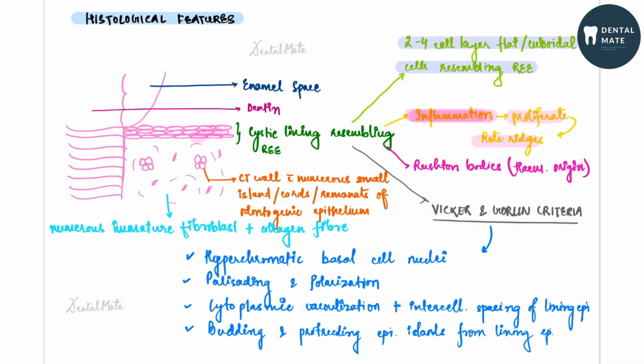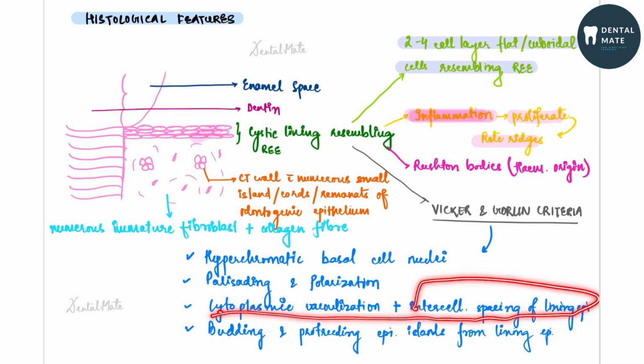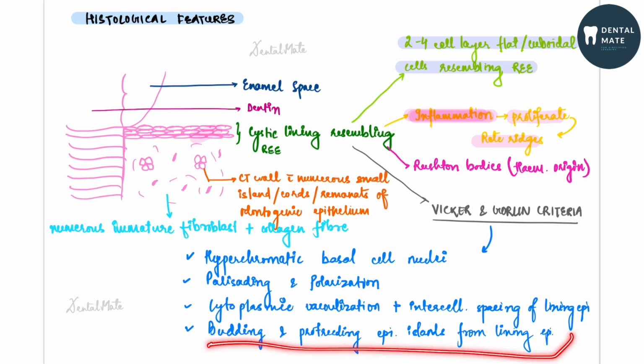So what is the Vickers and Gorlin criteria? The cells have hyperchromatic basal cell nuclei. The nuclei are palisading and polarized. Along with that, there is cytoplasmic vacuolization plus intercellular spacing of the lining epithelium. And there is budding and protruding of the epithelial islands from the lining epithelium. So these are the four characteristic features of the Vickers and Gorlin criteria.